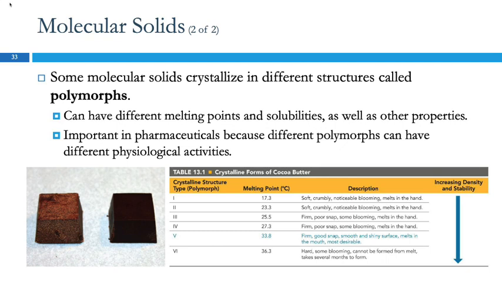And so the really high quality chocolate is going to be this 5th polymorph. It's going to be really firm. It'll have a nice snap to it. It'll be smooth and shiny. It'll melt in your mouth, but not in your hand, right? And so making chocolate is an art. There's skill involved in it.